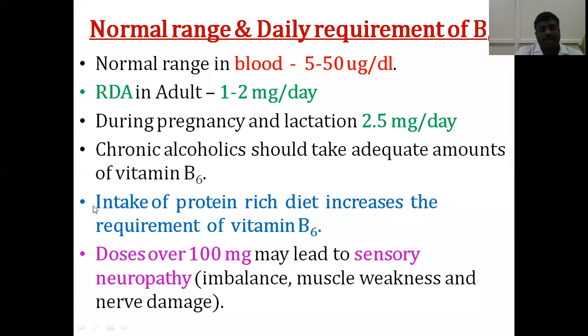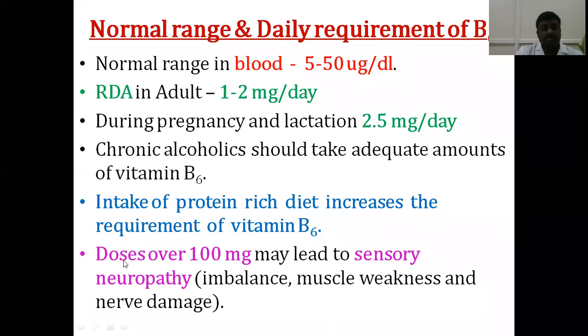Next point: intake of a protein-rich diet increases the requirement of vitamin B6. When we take more protein, we require more vitamin B6. Why? Because of more protein digestion. Proteins contain amino acids, and amino acid metabolism depends on vitamin B6. So when we take more protein, we have to take more vitamin B6 also.